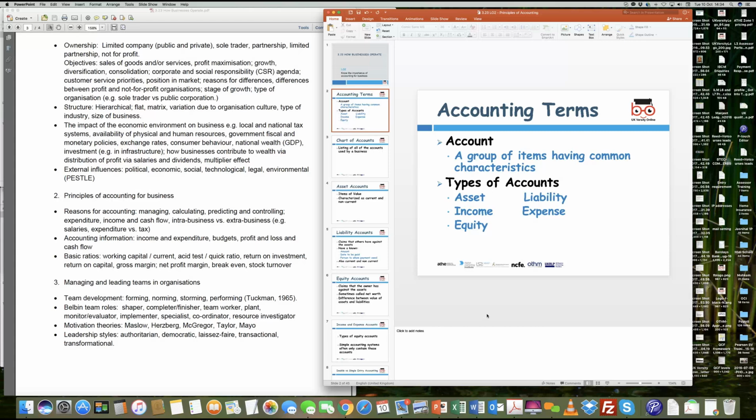So when you look at types of accounts, there are accounts like assets, there are accounts like liabilities, you have income and expense. Now these are four various types that we are aware of.